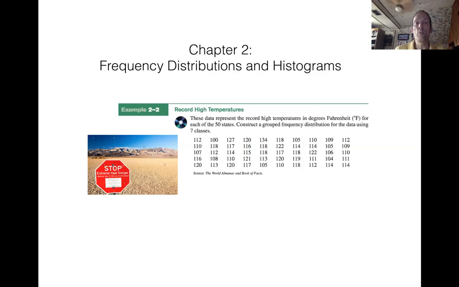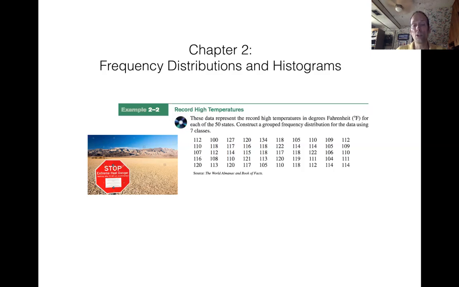So what the frequency distribution chart is going to do for us is take similar temperatures and group them together into buckets. And then we're going to be able to count how many temperatures are in each bucket. And we get a really nifty analysis that we can do from that.